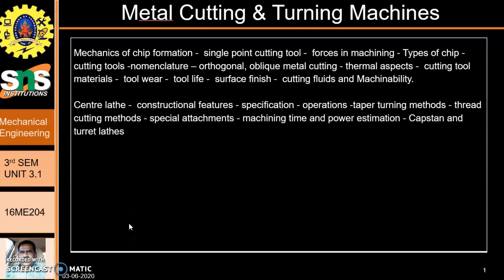Good day to everyone. Today, we will look at the third unit of metal cutting and turning machines. This is the third unit of manufacturing technology. We will just have a brief look at the syllabus content for this unit.